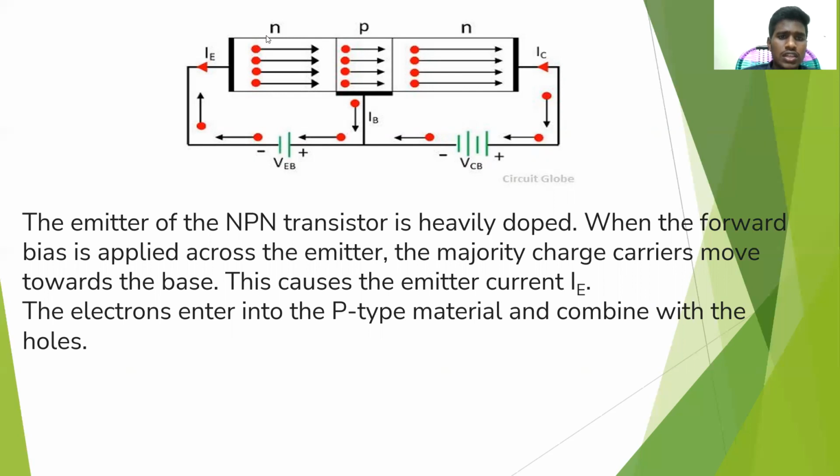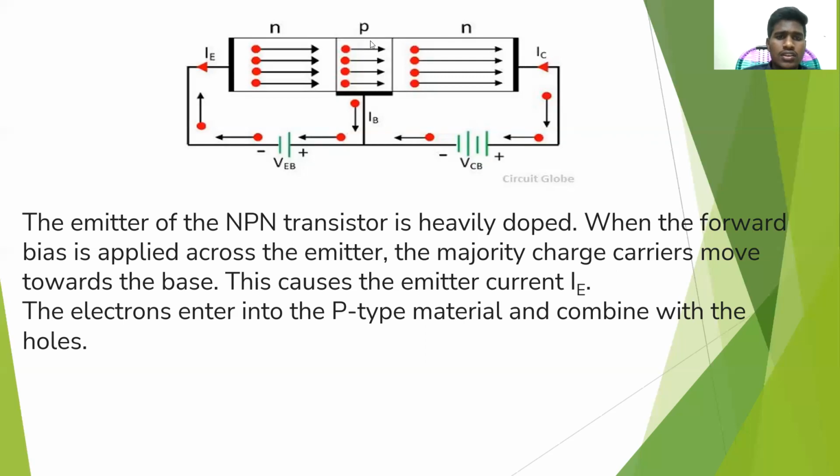The electrons in the N type material, that is the majority carriers in this N type material, move toward the collector side from the emitter, because in this some holes are present. Some of the electrons transferring from emitter to collector combine with the holes in the p type, and it forms an electron hole pair current, that is the IB current, and the remaining electrons enter into the IC current.